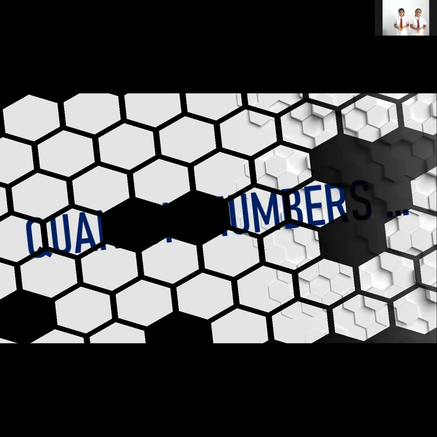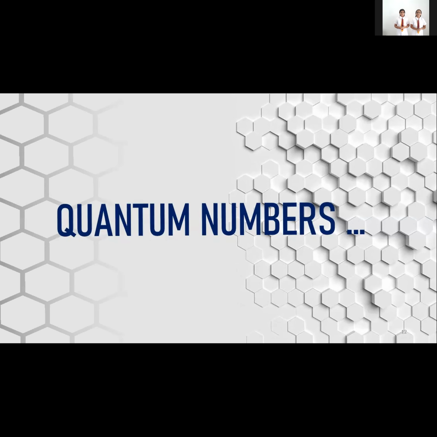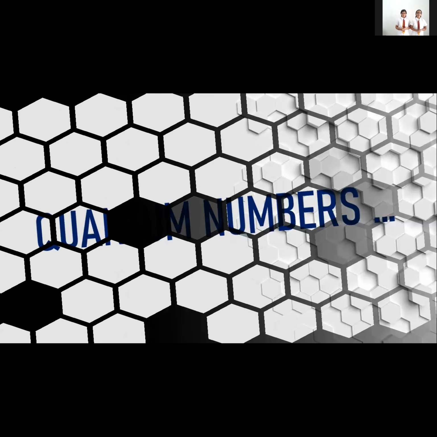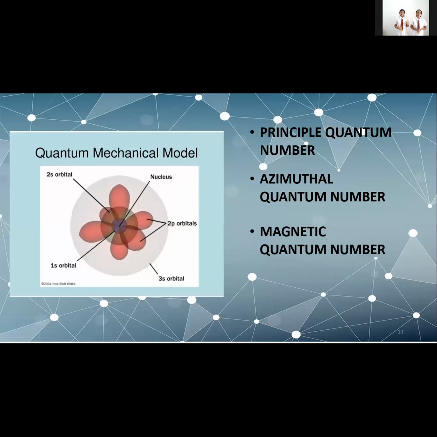Thank you. Now let's start with the quantum numbers. The fundamental quantum numbers are the principal quantum number, azimuthal quantum number, magnetic quantum number, and spin quantum number. The electronic configurations of these elements are written by considering the quantum numbers. So let's start with the principal quantum number. Basically, the principal quantum number is the basic electron shell or the main energy level of an atom.